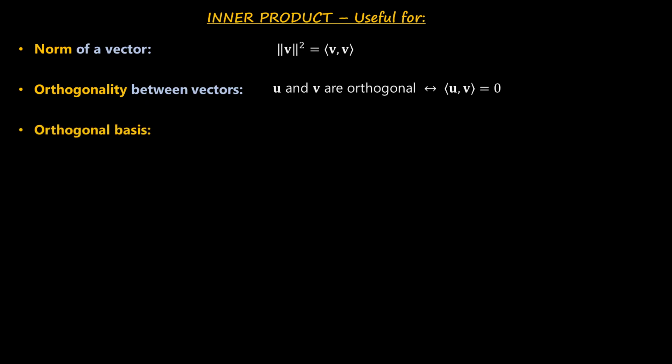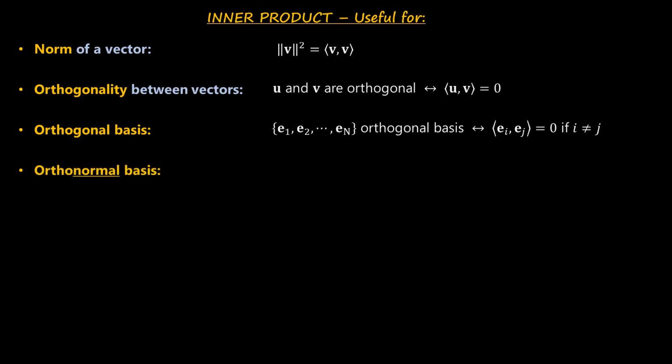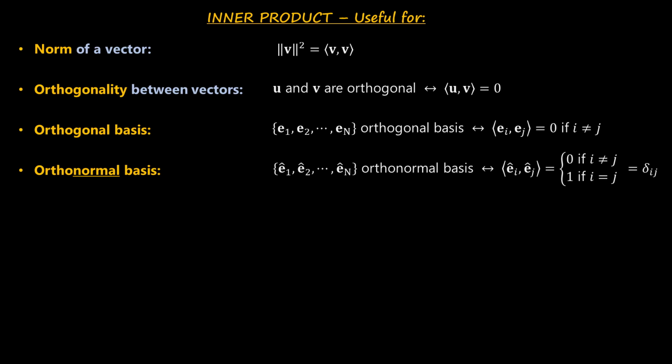Using this concept of orthogonality, we can now define an orthogonal basis. A vector basis made of the basis vectors e1, e2, all the way up to en is orthogonal when all the vectors are orthogonal to each other. That is, the inner product between any pair of two vectors is 0. We can further define an orthonormal basis. This is a basis of basis vectors e1, e2, all the way up to en, which are orthogonal to each other, and they are also unit vectors, which means that they all have a norm of 1.